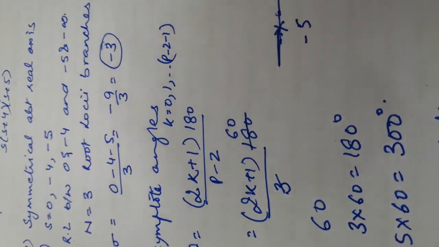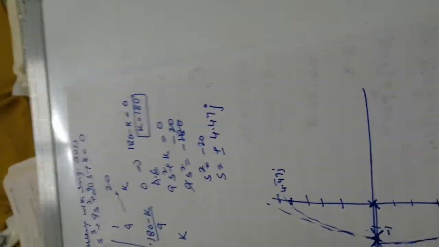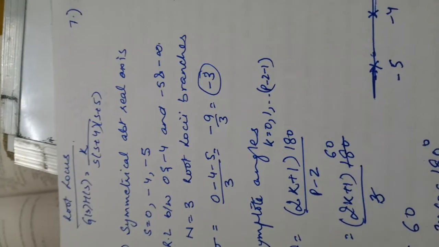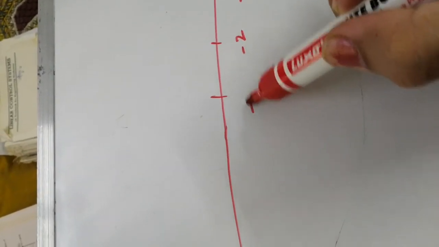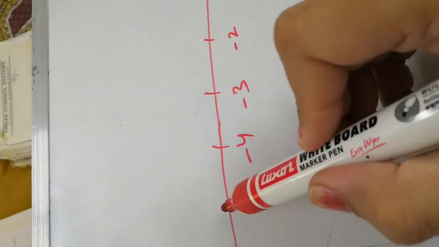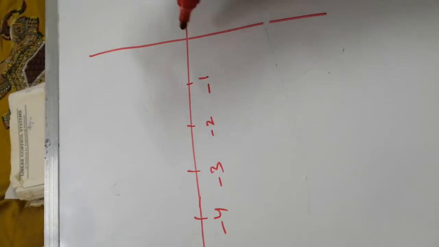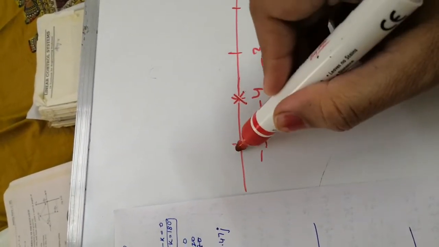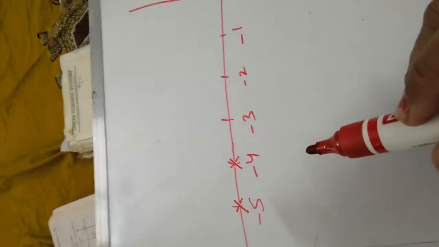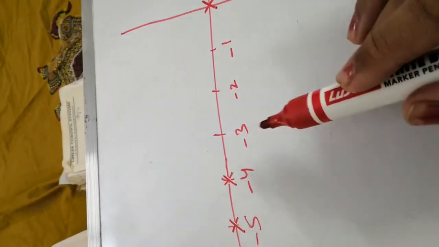So I'm just going to plot it and we are going to discuss all the rules one by one. Firstly, we want to draw the number of poles. I am going to draw here: this is, let's say, minus 1, minus 2, minus 3, minus 4, and here minus 5. Now I am going to draw the poles. That comes out to be s equals 0, then s equals minus 4, and s equals minus 5.